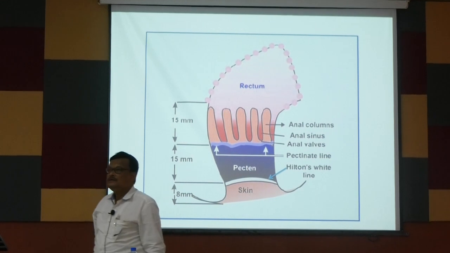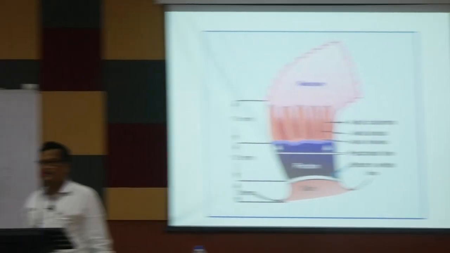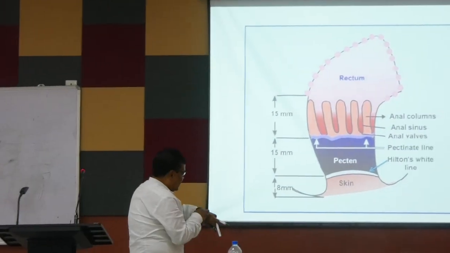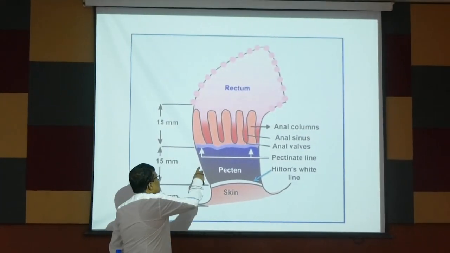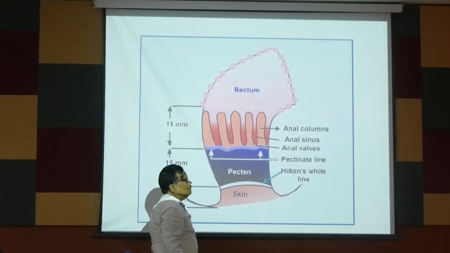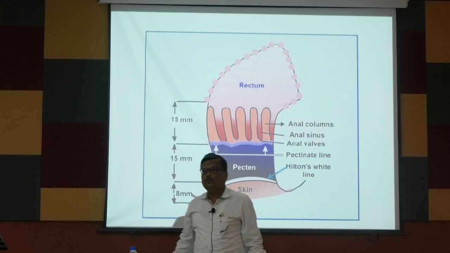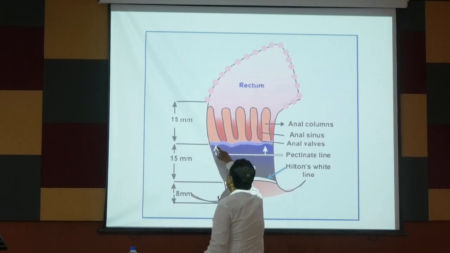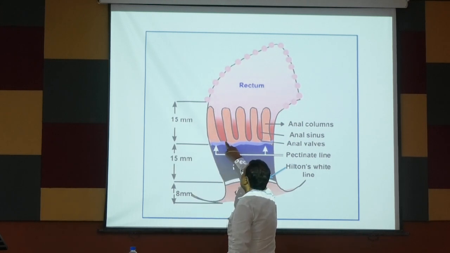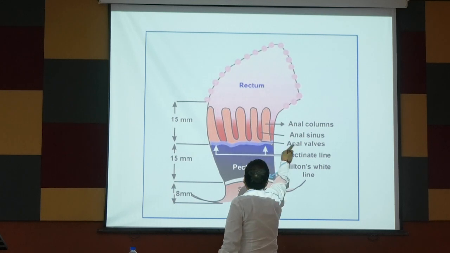So these are the divisions of the anal canal. The pectinate line is very important. How was the pectinate line formed? It is formed due to the level of the anal valve.